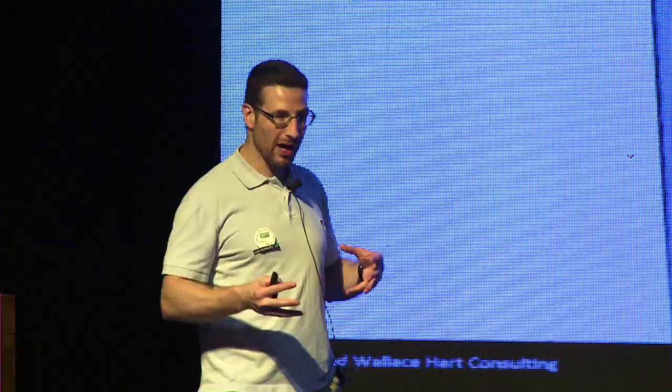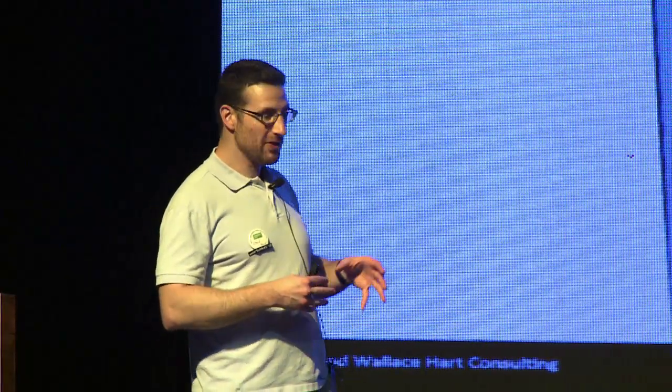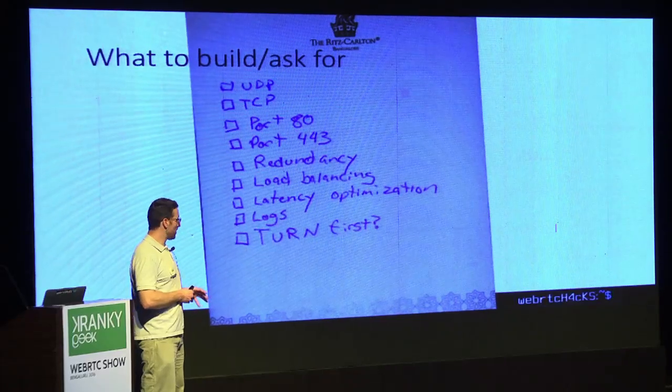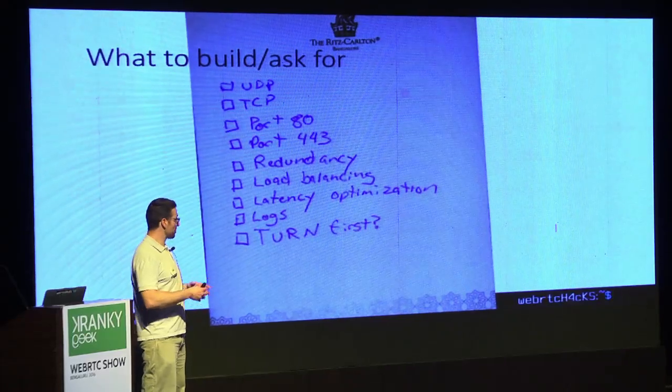What sorts of redundancy mechanisms do you have? What kind of load balancing can you offer? Have you done anything within the network to provide any latency optimizations? Is there logging, so I know what percentage of my users are using TURN? That might be useful information to have because there's a cost associated with TURN, both an operating cost and potentially a quality cost.